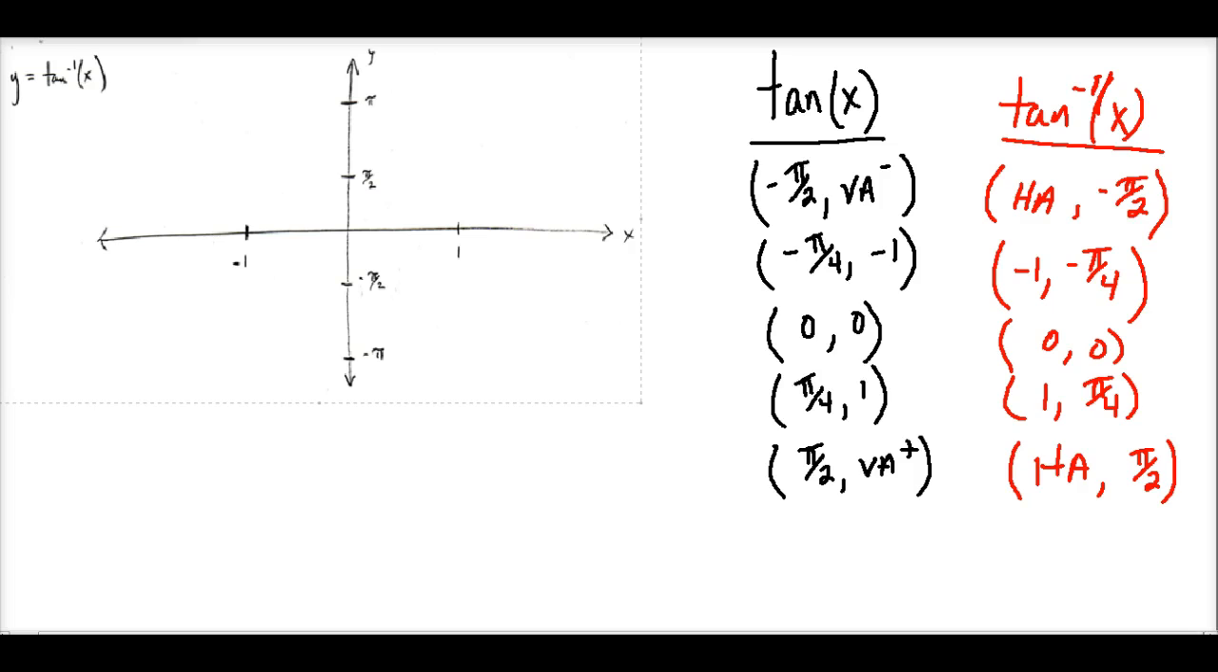So to start off, we will note that we have horizontal asymptotes at now y equals negative pi over 2 and y equals pi over 2. So we'll go ahead and draw those in now. So we'll take our first one here at negative pi over 2. And same thing at y equals pi over 2.